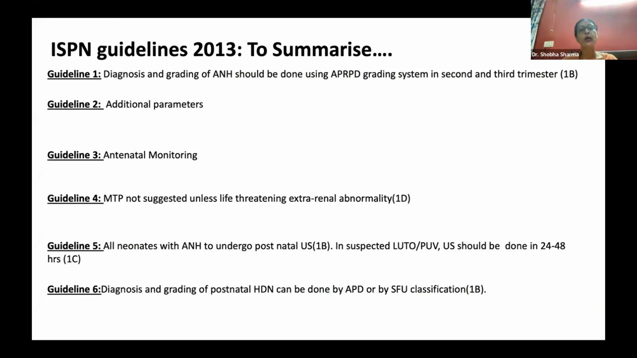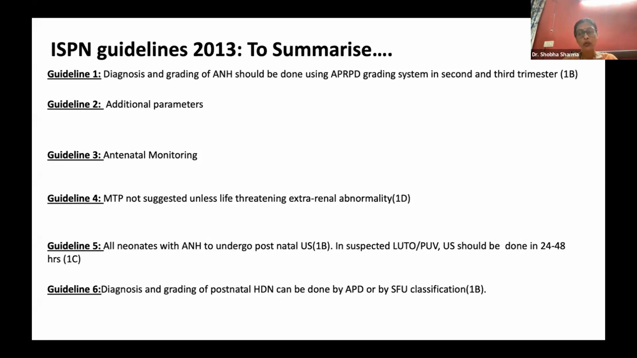So instead of a take home message, I'm just summarizing. This is a recapitulation of what we saw in previous slides: we have to use the RPD system for the antenatal period, and the SFU system or whichever, especially for the postnatal period. Additional parameters which we should look for in ultrasound, I have already discussed. Then how do we go about the antenatal monitoring?